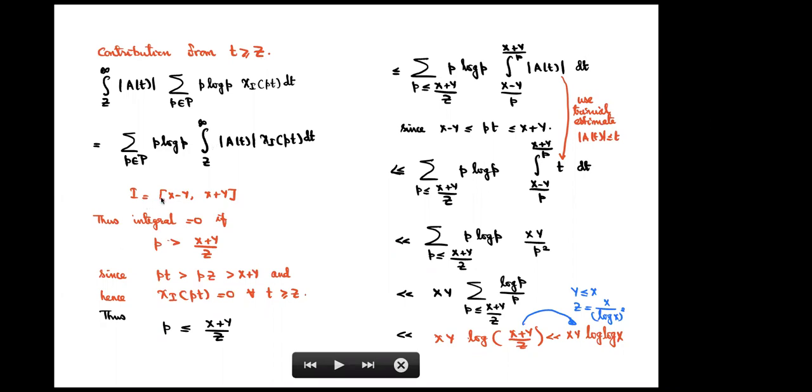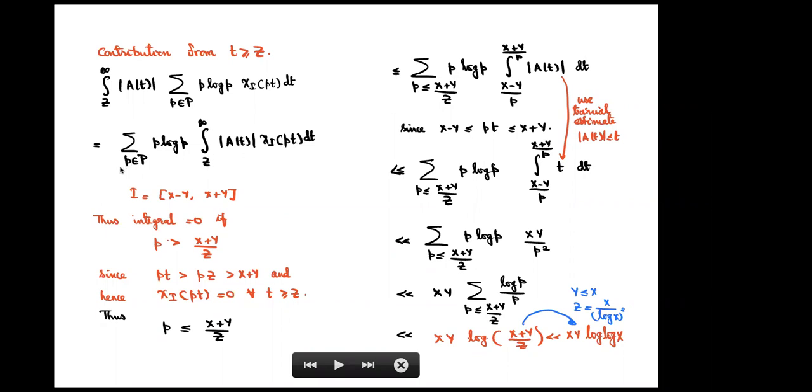Now I is this interval x minus y to x plus y. Therefore, this integral is going to be 0 if this characteristic function here is going to be 0. And it will be 0 if p times t exceeds x plus y. But t is greater than z. So if p times z already exceeds x plus y, then necessarily this characteristic function will just be 0 for all such t, for all t in z to infinity.